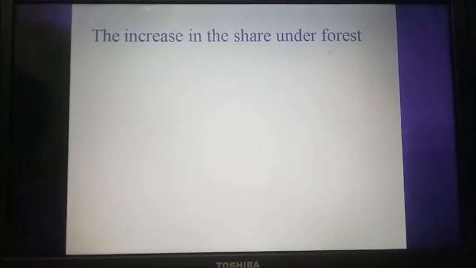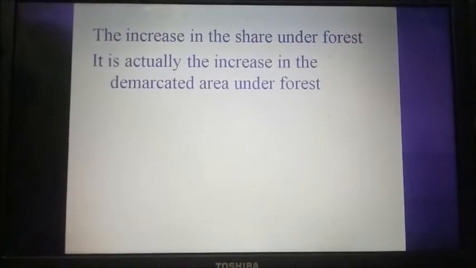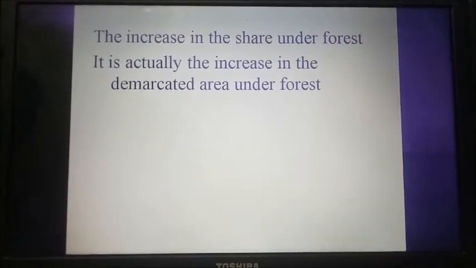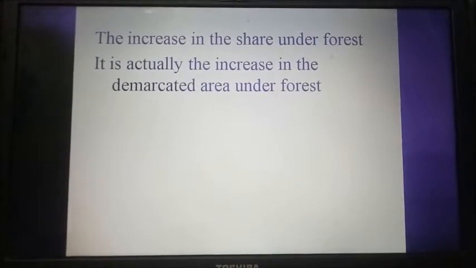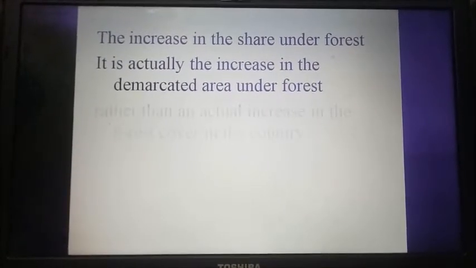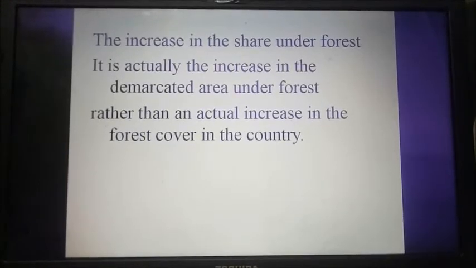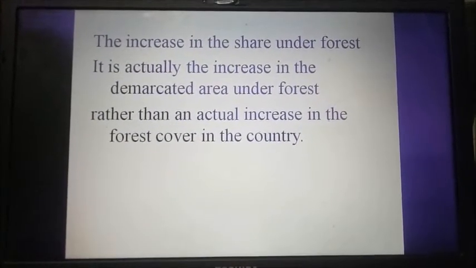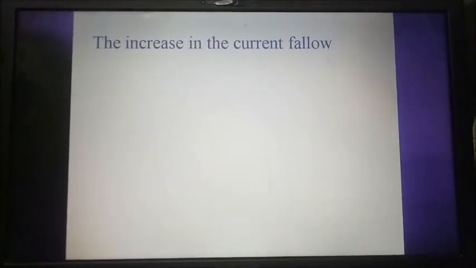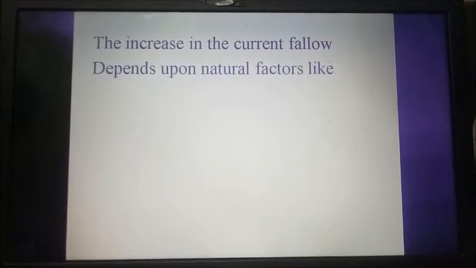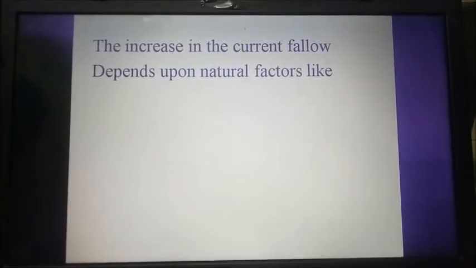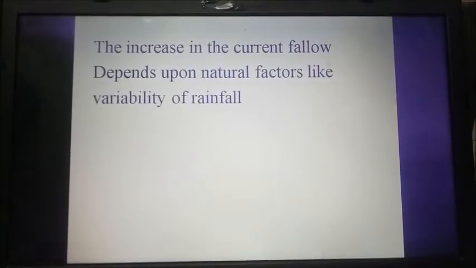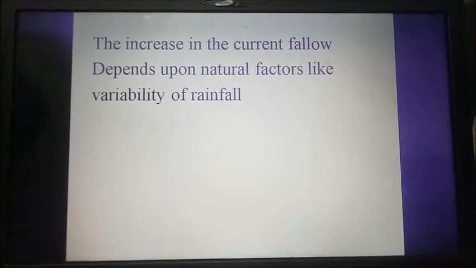Now, about the increase that I was talking about, the forest area: it is an actual increase in the demarcated area under the forest, whereas the forest cover in the country has not increased, it has actually declined. The increase in the current fallow depends upon natural factors like variability of rainfall and cropping cycles.